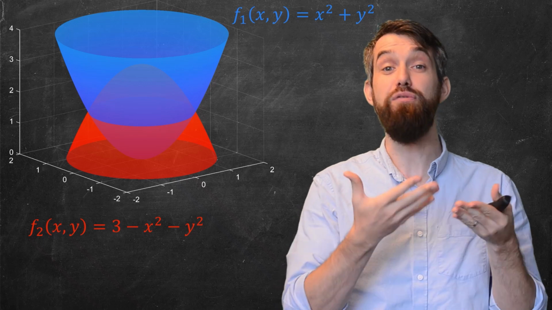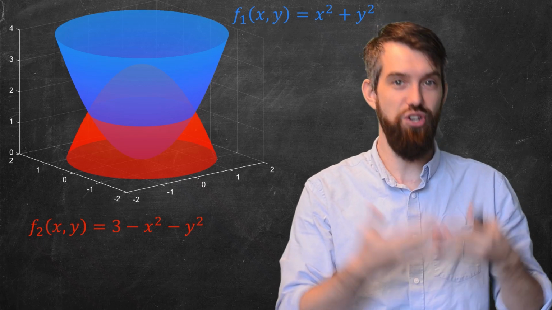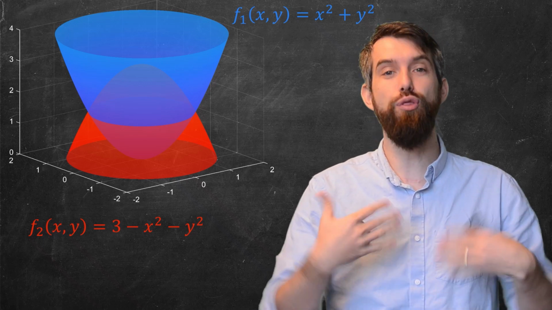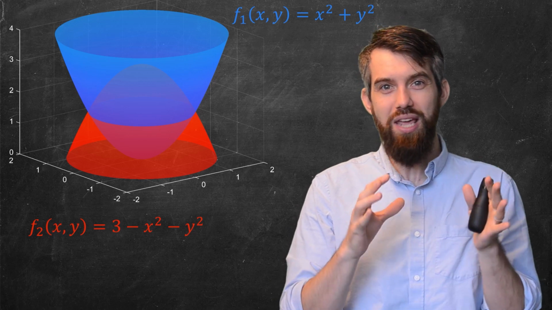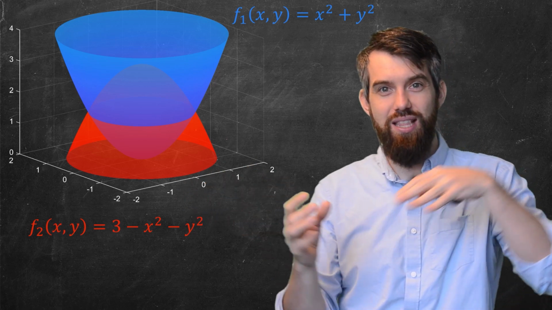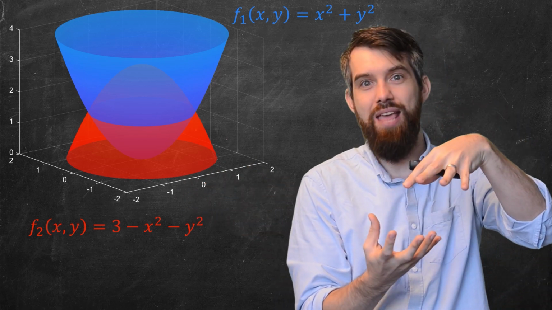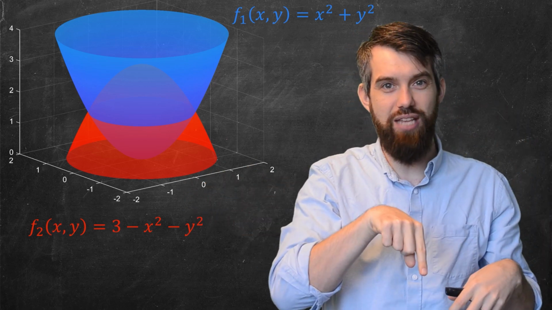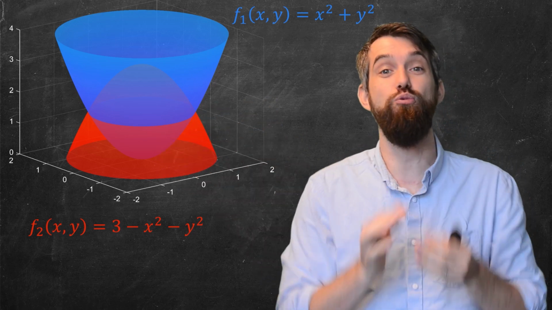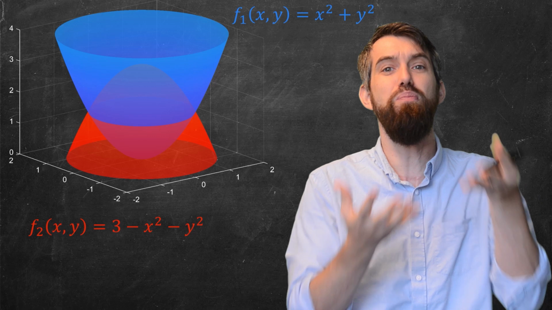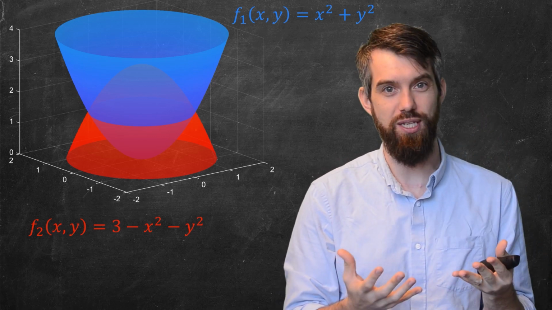Here I have the graph of two different functions. One is the function x squared plus y squared, and the other is 3 minus x squared minus y squared. And the way these functions interact is that they have an intersection, and that inside of that intersection is a volume. And my question is, what is the volume of that region, this region in between these two different surfaces?